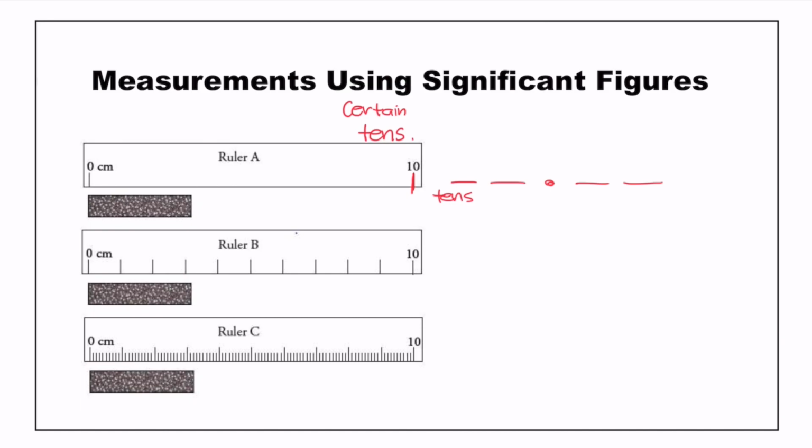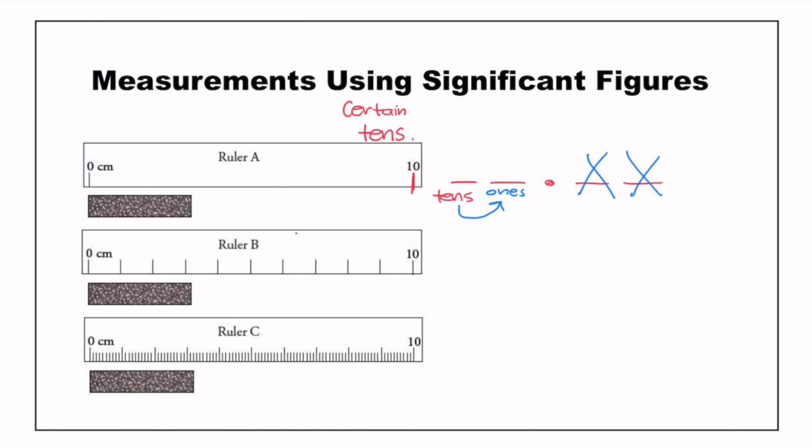But when we measure using measuring devices in science, we measure until one place of uncertainty, which means after the tens, we're going to estimate the next place value, which is the ones. That means the rest of these place values are not able to be measured using this ruler.